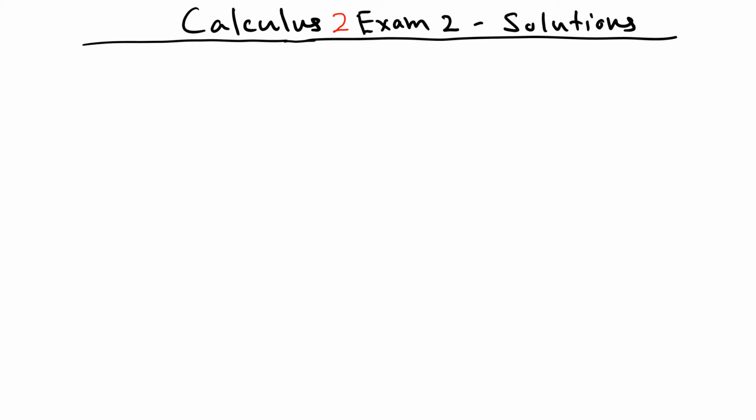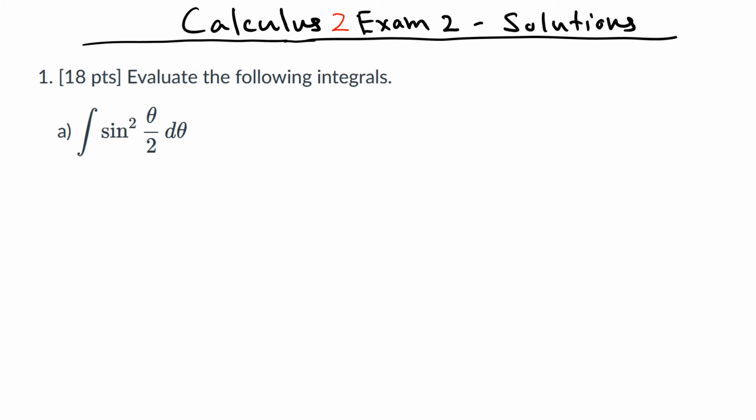Let's study the calculus 2 exam 2. So I'm going to go through each question and show you how to solve those problems. So let's start with the first problem. It was a trigonometric integrals problem. So there were like 18 points. There were three parts. So the first part is to integrate sine squared theta over 2.